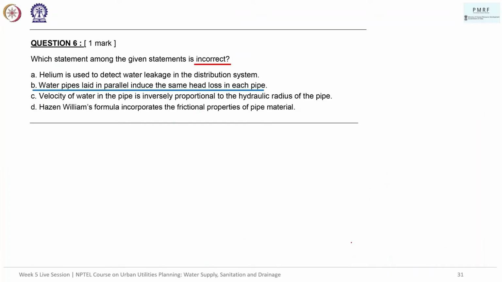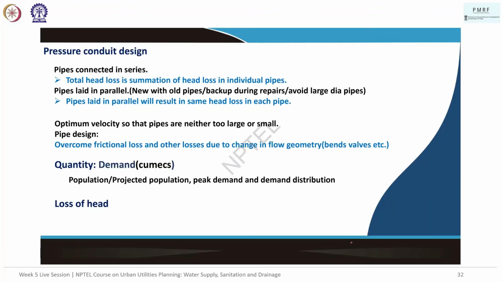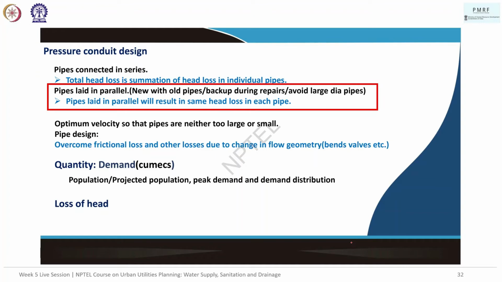So the second line that we have is water pipes laid in parallel induce the same head loss in each pipe. So if you remember from the slides from the lectures, it is true, pipes laid in parallel will result in the same head loss in each pipe.